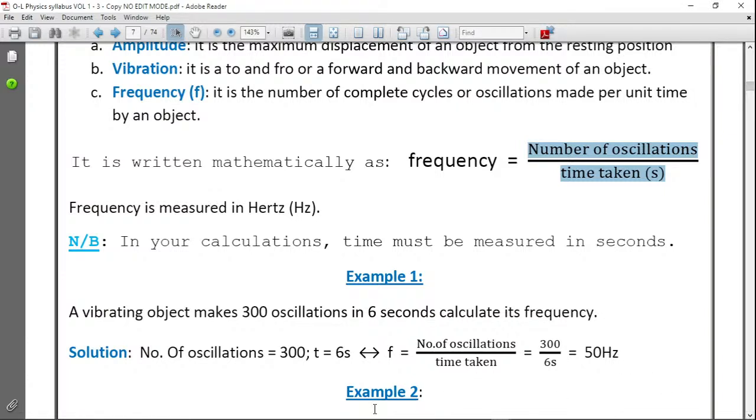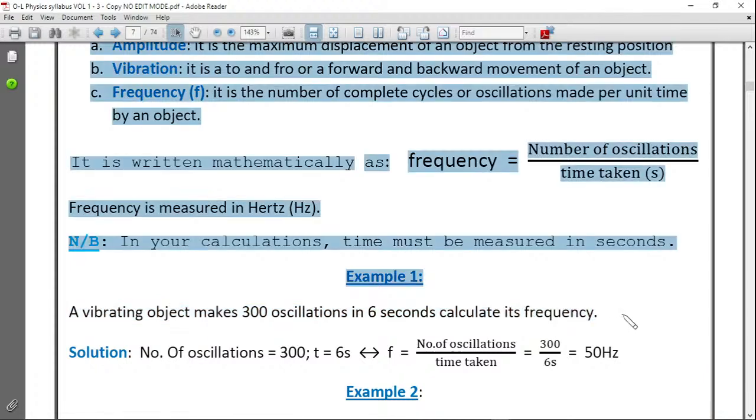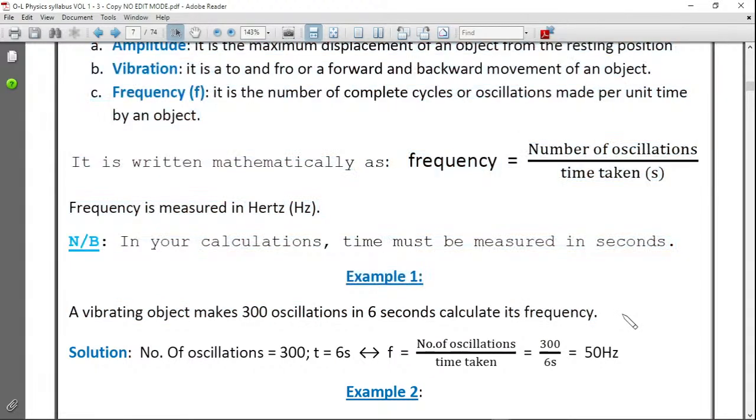Let's take an example on calculations of frequency. A vibrating object makes 300 oscillations in 6 seconds. Calculate its frequency. So frequency is calculated as the number of oscillations per unit time. So frequency will be equal to 300 oscillations divided by 6 seconds. And the answer should be in hertz, because frequency is measured in hertz, and time must be in seconds for you to write the hertz.